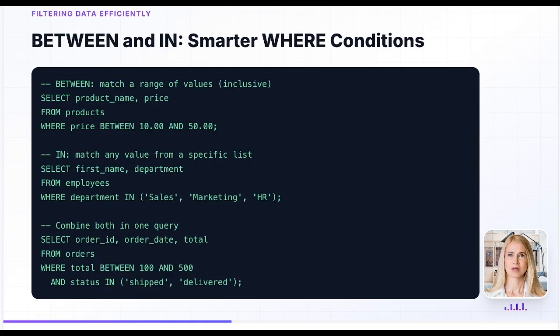Between lets you filter rows within a range. Both endpoints are included, so between 10 and 50 catches 10 and 50 as well as everything in between. In is perfect when you have a specific list of acceptable values, replacing a long chain of OR conditions with something clean and readable. Together, these two operators make your where clauses shorter, clearer, and easier to maintain.